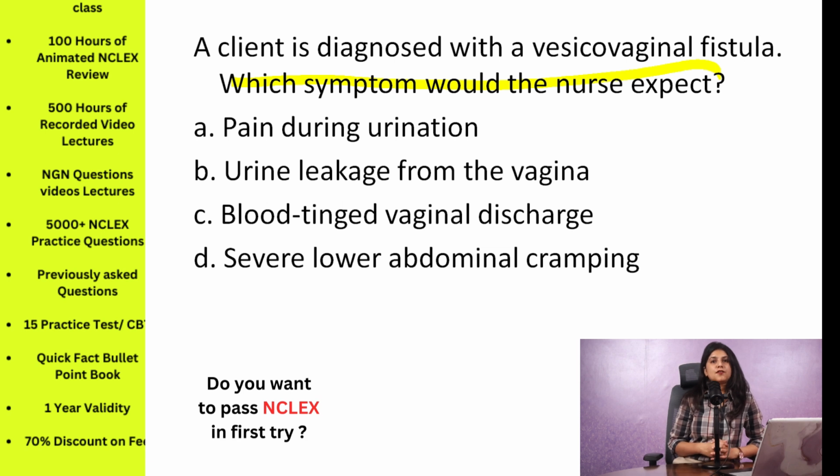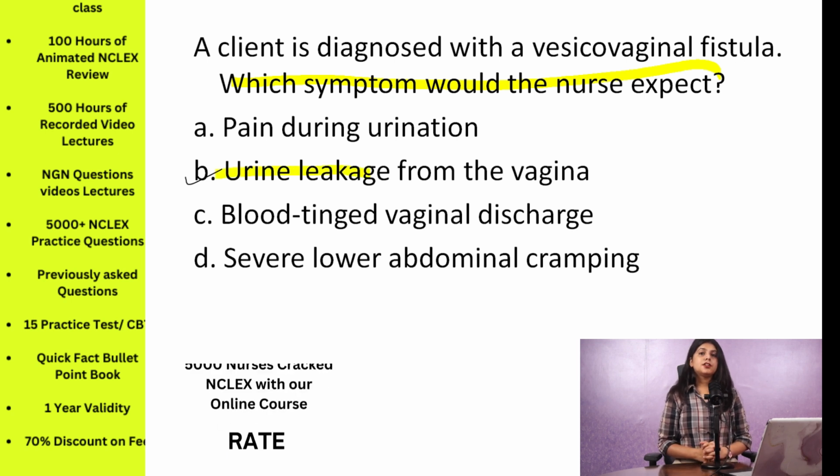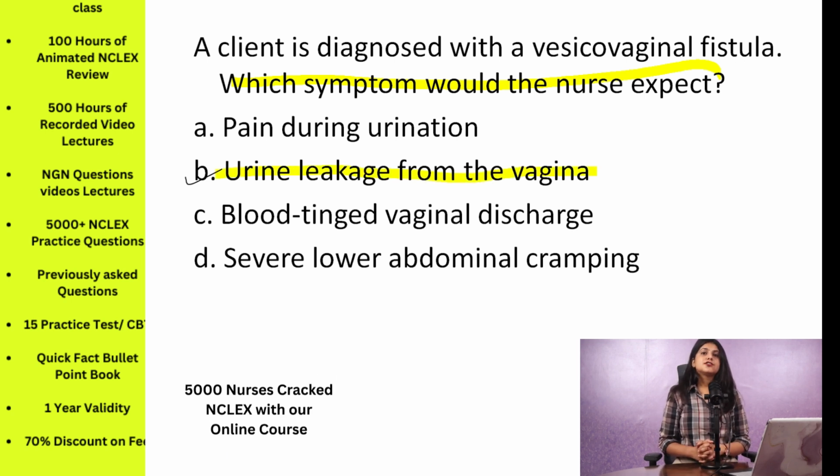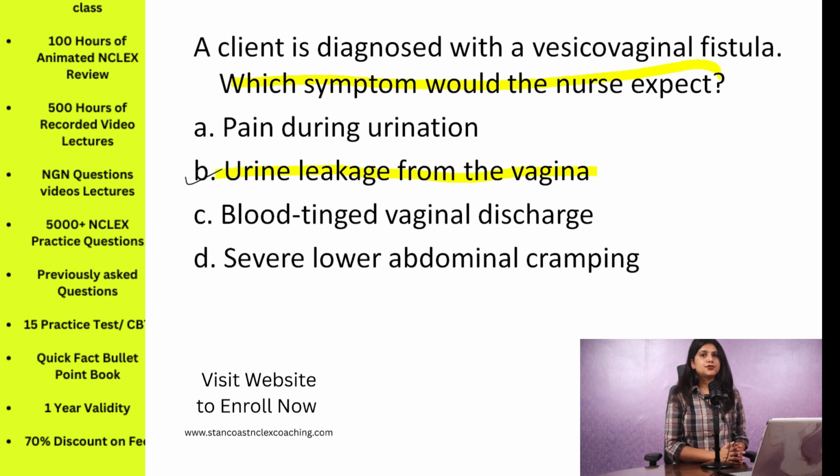Rationale: A vesicovaginal fistula is an abnormal connection between the bladder and vagina, leading to continuous leakage of urine into the vaginal canal. This results in incontinence and irritation. Other options do not specifically indicate a vesicovaginal fistula.